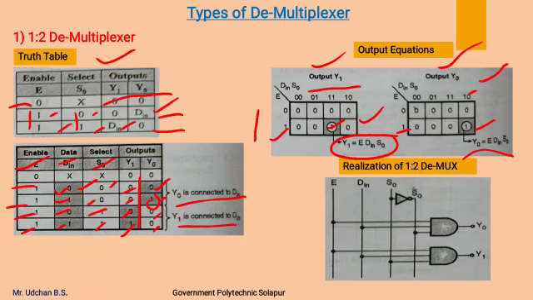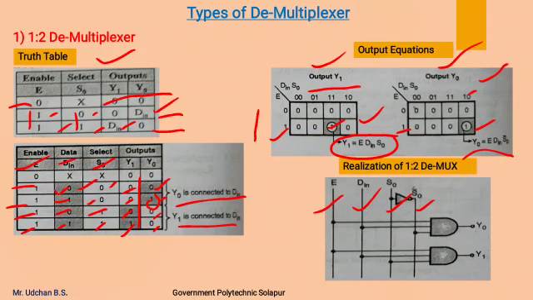So we get the two output line equations. From that we can draw the logic diagram. So this is the line of E variable, this is the line of data input, this is the line of select line, that is S0, and this is the line of S0 bar.